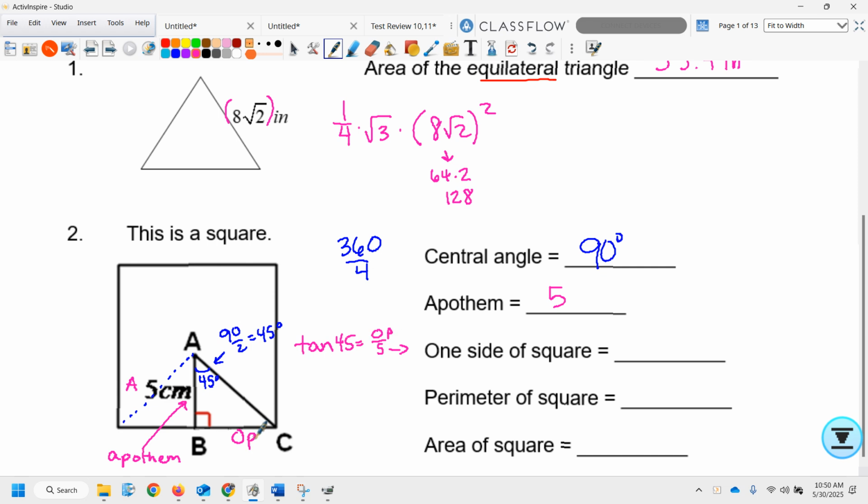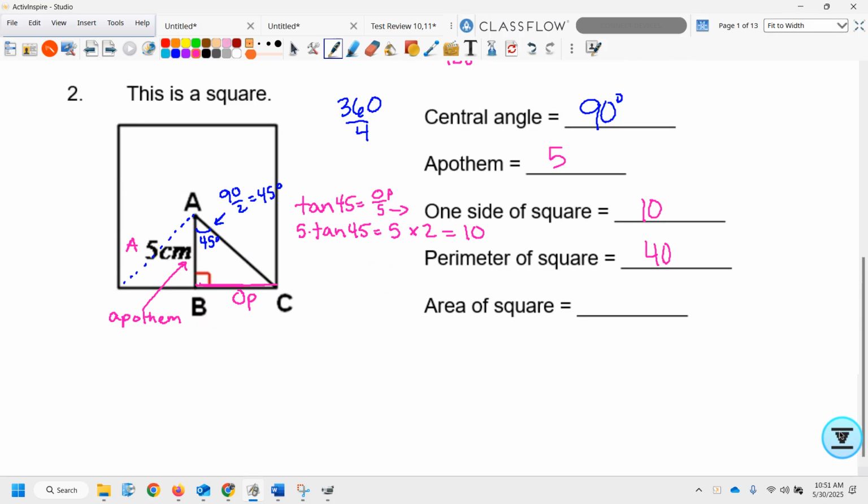Okay, when the unknown is in the numerator, we multiply both sides. So 5 times tangent of 45. When I do that, 5 tangent of 45, that gives me 5. Remember, that's just half of the one side. You need to multiply that by 2. So that gives me 10. So one side of my square is 10. It's a square. It's regular. The definition of a square is it has 4 equal sides. So the perimeter is going to be 40 because 10 times 4 is 40.